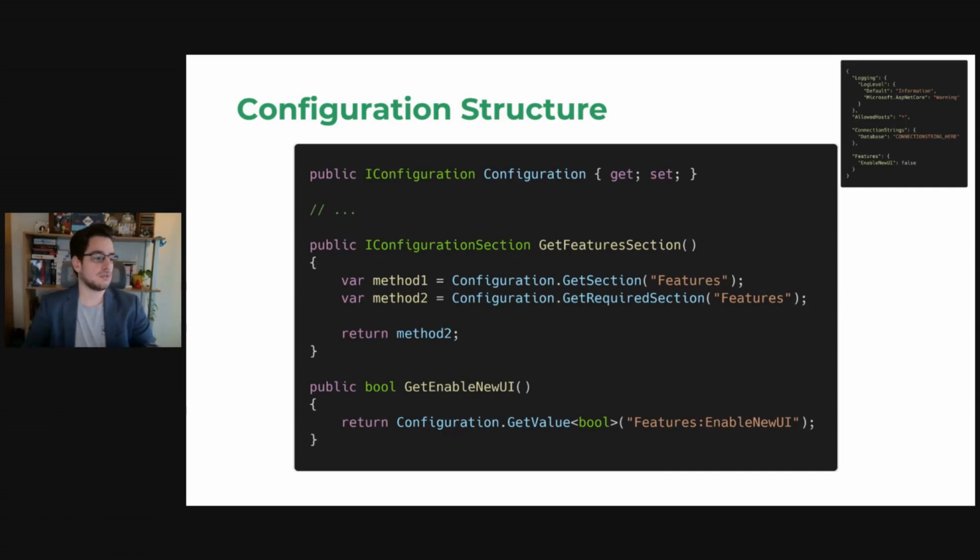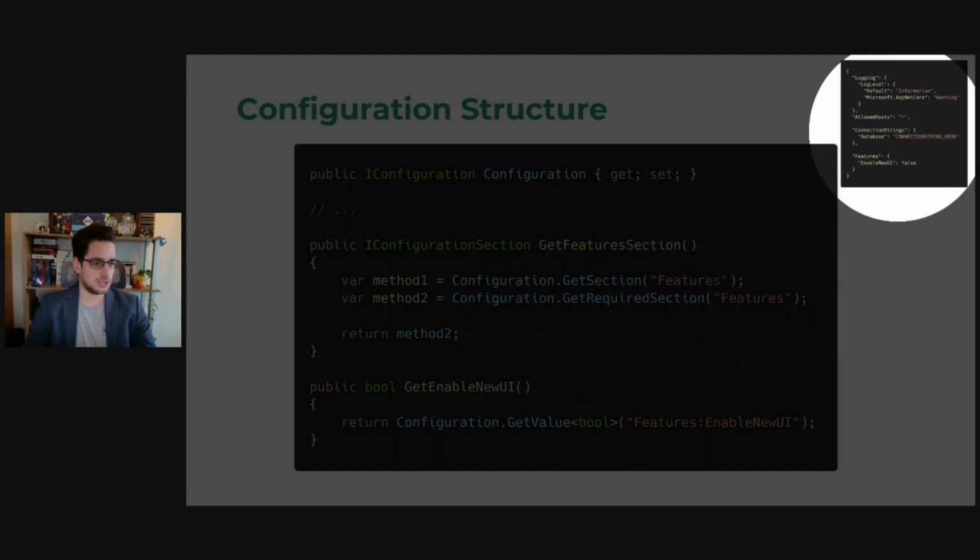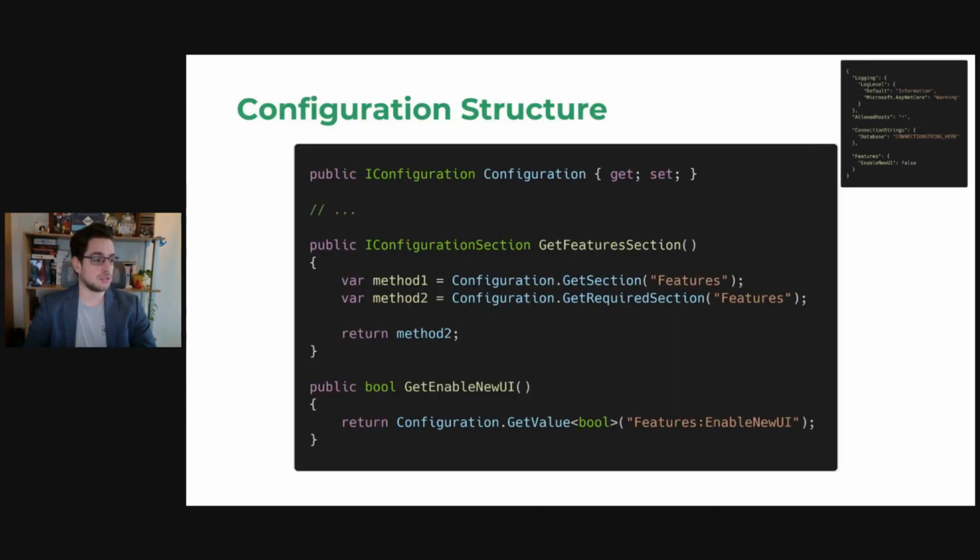Now, of course, you might be thinking, well, it has to be JSON because there's features here and there's features there. But of course, this is just a provider. You could also have a provider in any other languages and any other file type as well. GetSection would return an empty object if the section doesn't exist. GetRequiredSection will throw an error, which I prefer because configuration doesn't really change all that often.